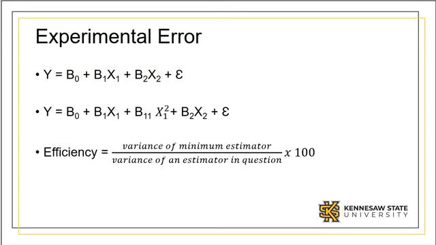Efficiency is an indicator of the variance between one estimator and another. One estimator is considered more efficient than another if it has a smaller variance.